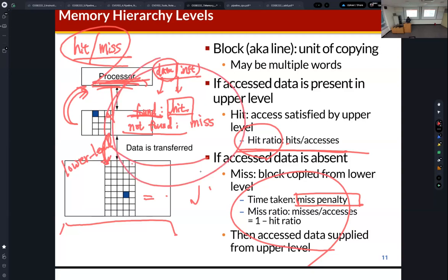So this is also a very important concept and important terminology. You need to understand hit and miss in the memory hierarchy.